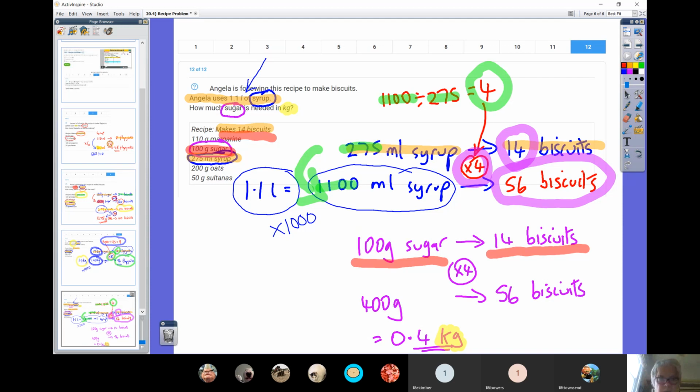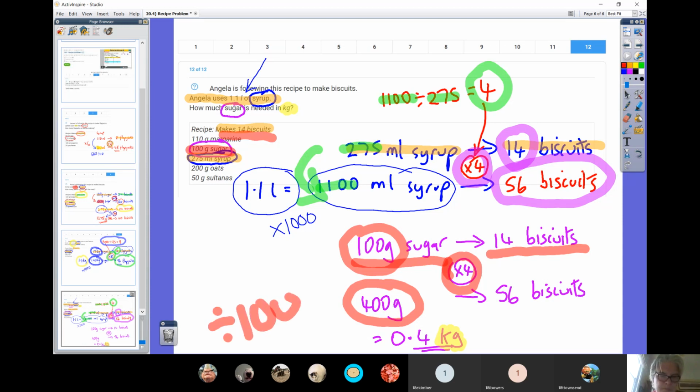Okay, now we know that we're making 56 biscuits. That was 4 times as much. So how much sugar are we going to need? We take our 100 grams, multiply it by 4, and we need 400 grams. So read the question. How does the question want the answer? The question wants the answer in kilograms. So we've had to then divide that by 1,000 to turn it into kilograms. 400 divided by 1,000 is 0.4 kilograms.